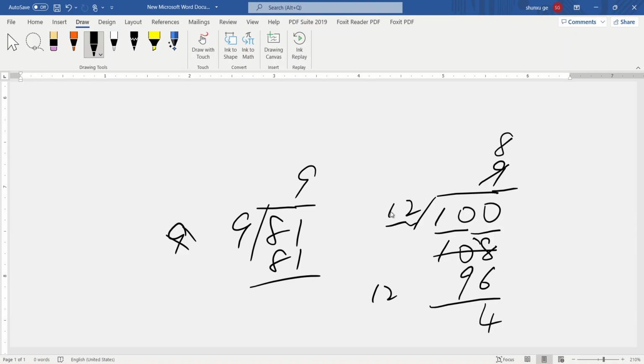So, you know, as I told you before, the timetable is very, very important. If you cannot memorize the timetable, you cannot do division. So for division, we use the timetable.